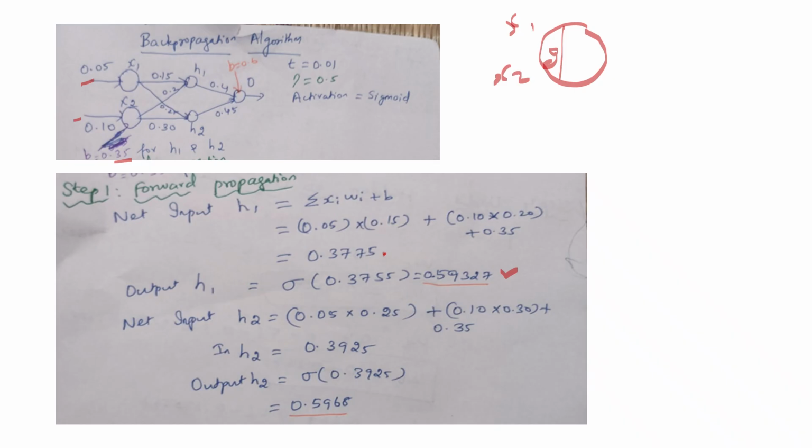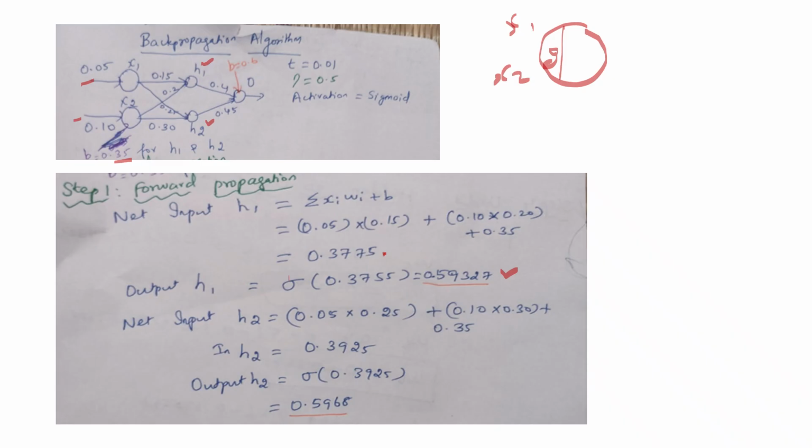In the same way, we have to apply this for hidden neuron 2. So for hidden neuron 2, how many inputs are there? Again, x1 and x2 with different weightage. So we apply x1 with the corresponding weightage, x2 with the corresponding weightage, plus the bias value. So we are getting the input for hidden neuron 2 as 0.3925. We have to apply the sigmoid function, so we will get this answer. So now what values did we get? We got this h1 value and the h2 value.